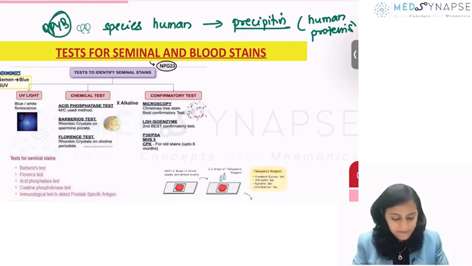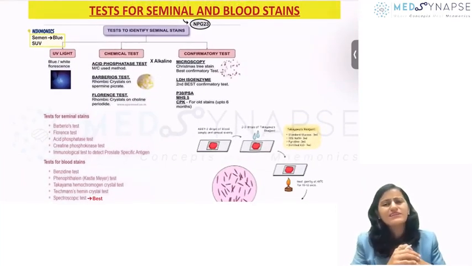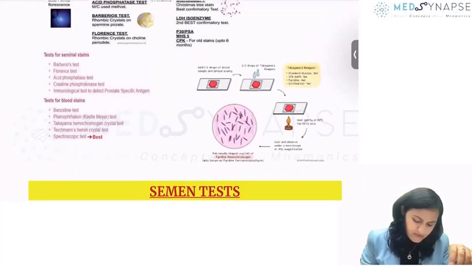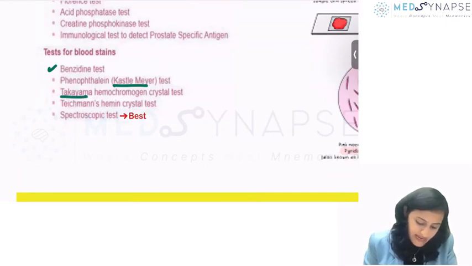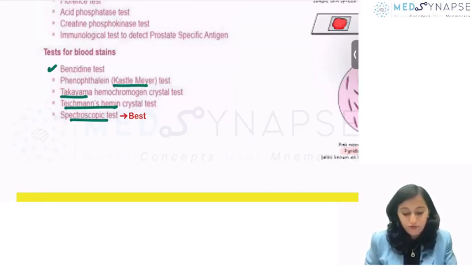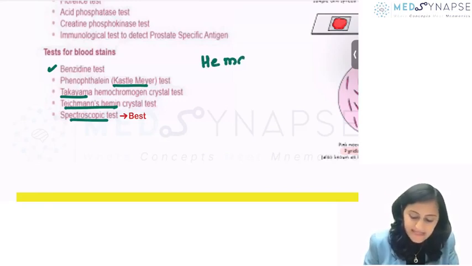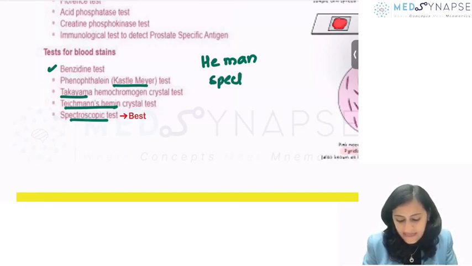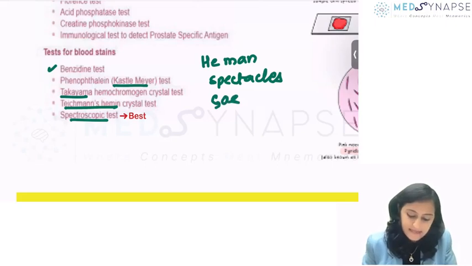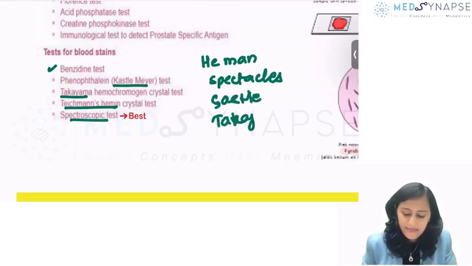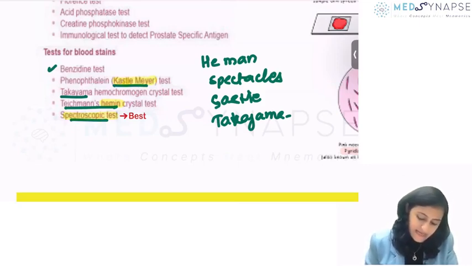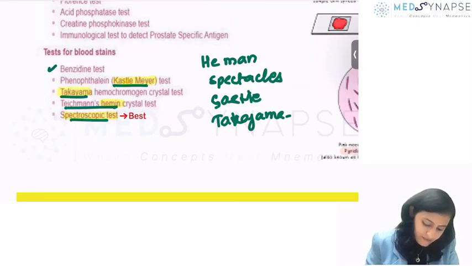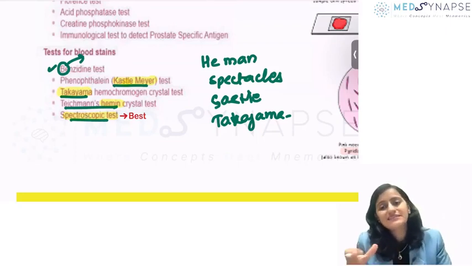Please remember this point. Test for semen and test for blood. What are the tests for blood? What is the mnemonic for the tests for blood stains? Benzidine. Then you have Kastle-Meyer test. Then you have Takayama, Teichmann's haemin test, and spectroscopic test. So the mnemonic to remember this: He-Man who wears spectacles. He owns a castle. Where? In Takayama. So remember, He-Man, Teichmann's haemin test. Then you have spectroscopy. Then you have Kastle-Meyer test. And you have Takayama test. Of course, benzidine, BB is for blood. Benzidine test is also for blood.